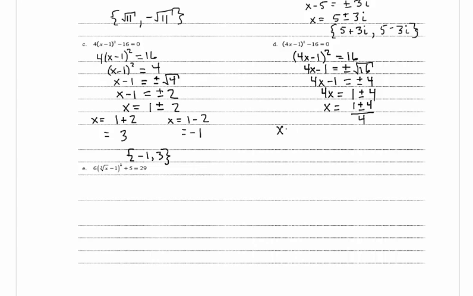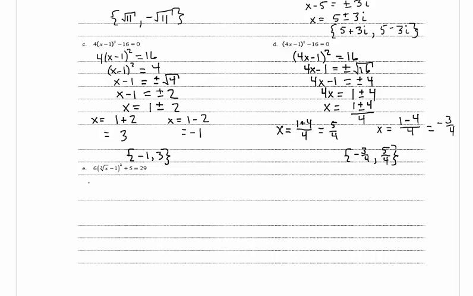So x is equal to (1 plus 4) divided by 4, which is equal to 5/4. And x is equal to (1 minus 4) divided by 4, which is equal to negative 3/4. So our solution set is going to be negative 3/4 and 5/4.